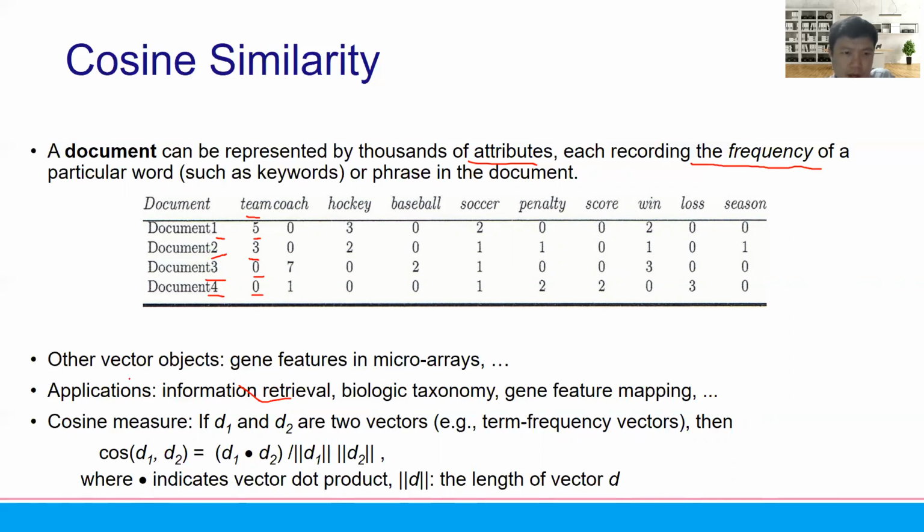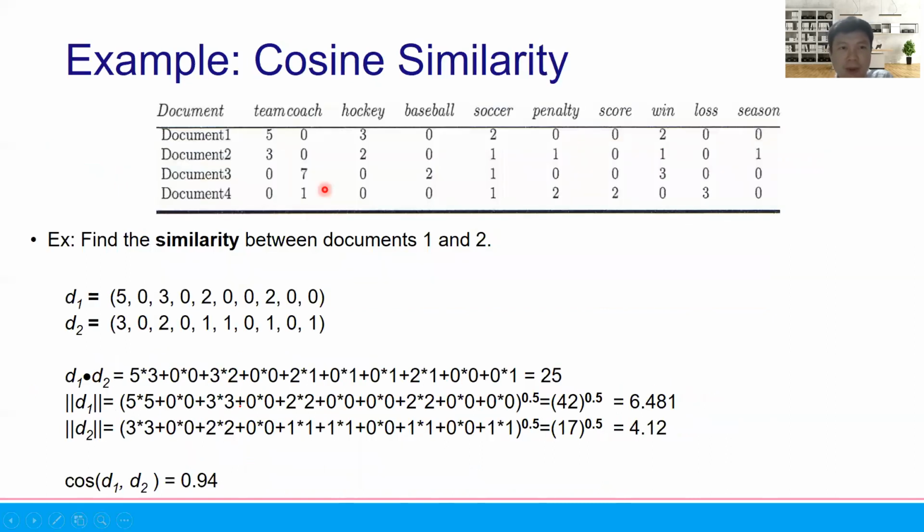There can be other vector objects, such as gene features in microarrays, etc. Some applications are in information retrieval, and you can use it in biological areas, such as biologic taxonomy or gene feature mapping. The cosine measure is between D1 and D2. If there are two term frequency vectors, then we can use this formula. Instead of explaining this formula, let's do an example.